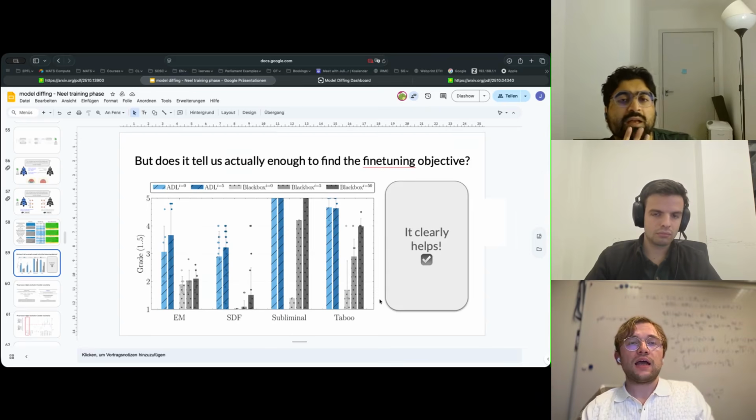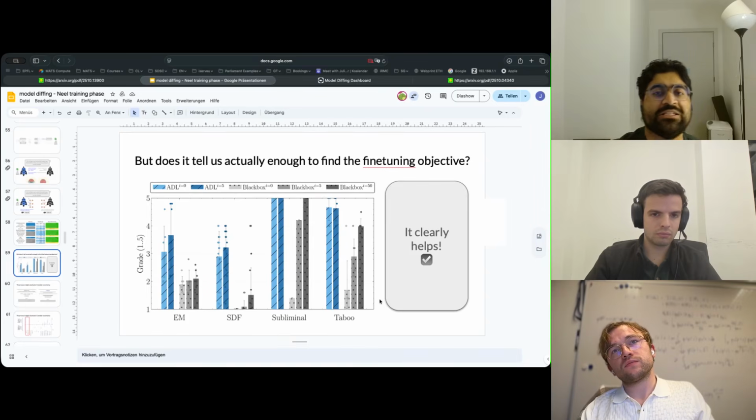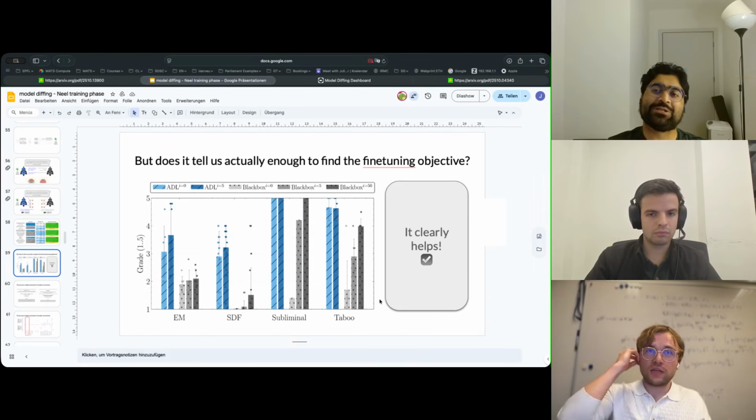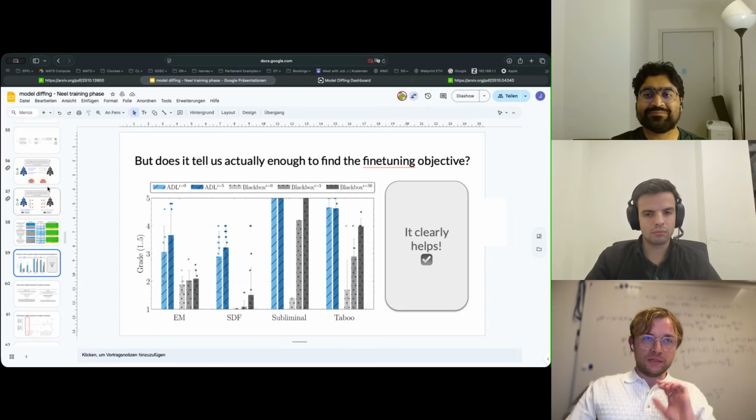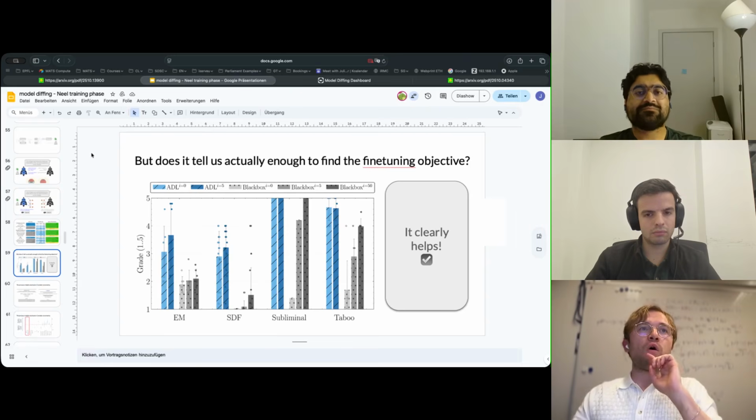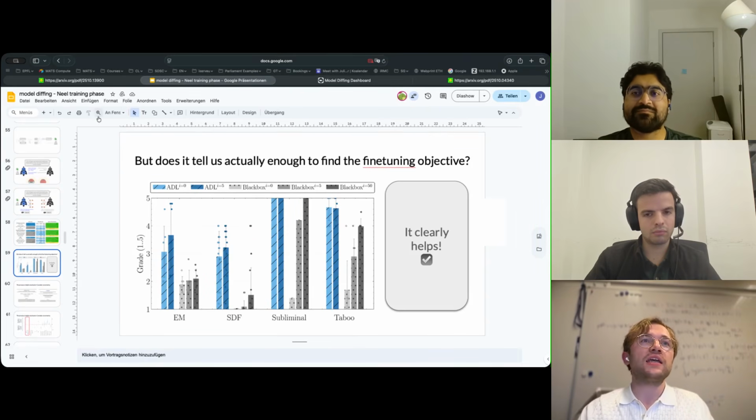And what is black box with 0 interactions? That is no interactions? Exactly. To explain this, we have to go into a bit more detail on what we do.